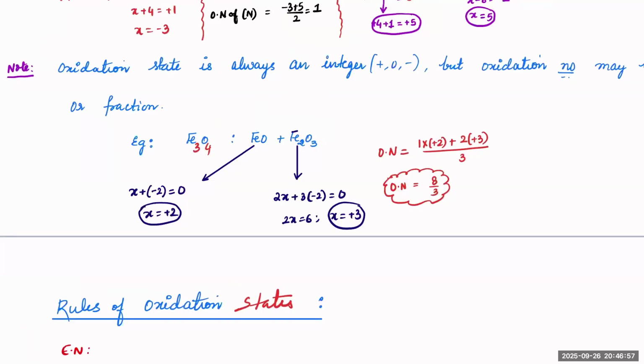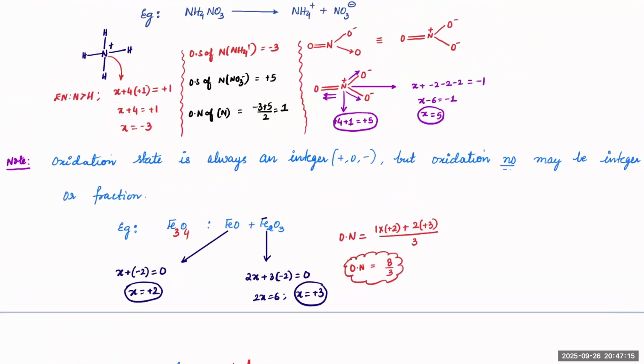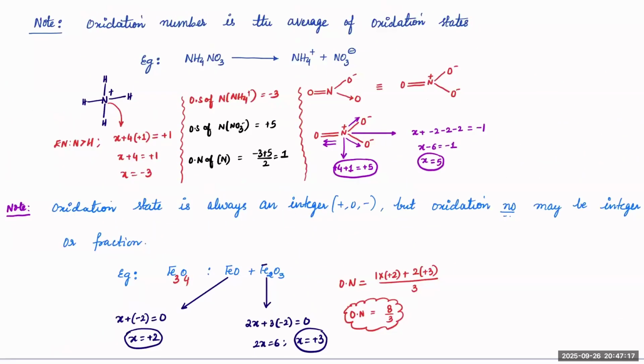So I hope all of you got this difference. What is oxidation number? What is oxidation state? And oxidation state always has to be an integer, while oxidation number could be anything: fraction, integer, anything. Okay, right. Everybody has made a note of this. Good.